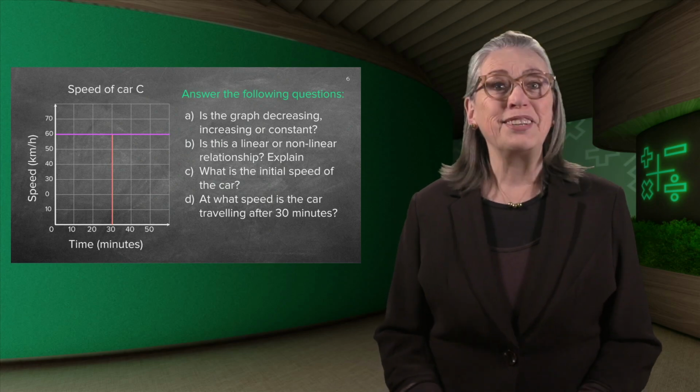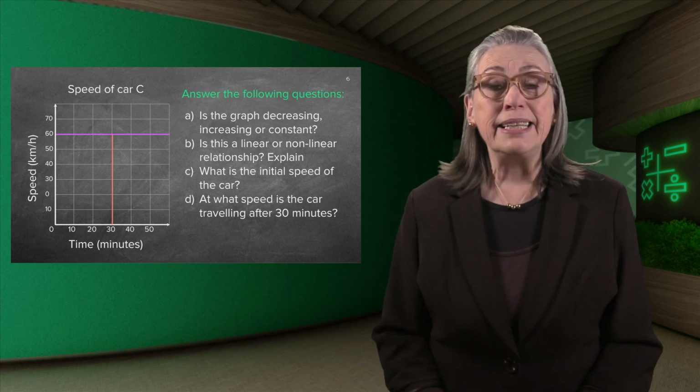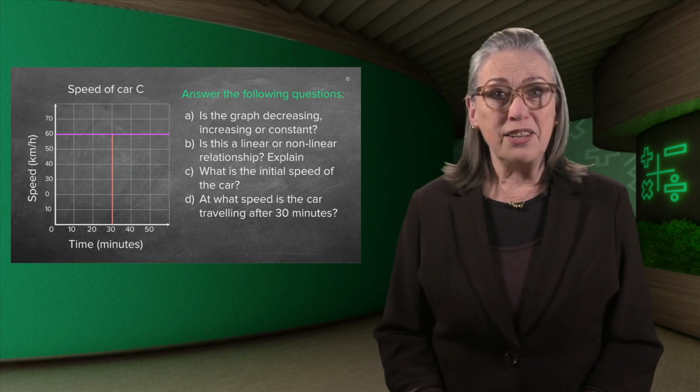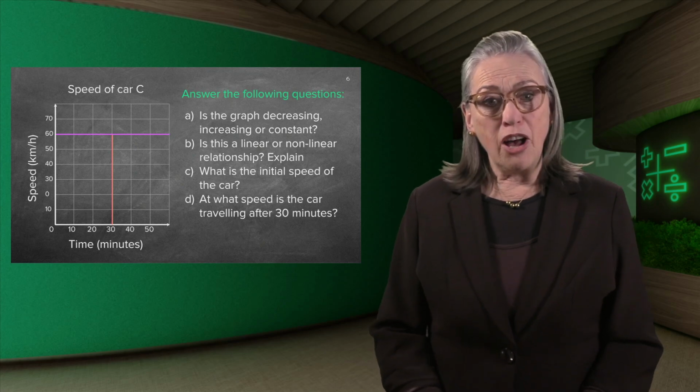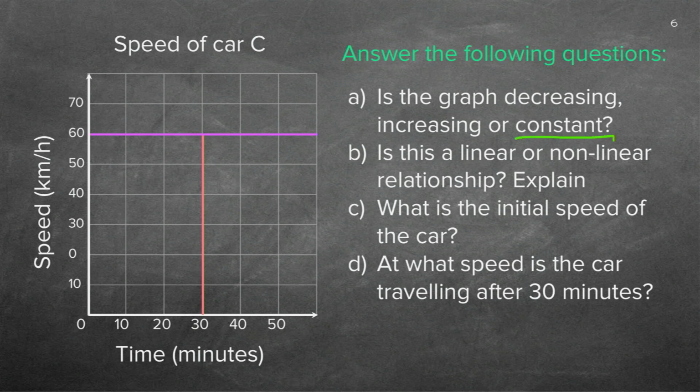The car is correct. The car is standing still. This car is going nowhere. So this is what type of graph? It is a constant graph. But is this a linear or a non-linear relationship? Yes, it's linear. It's a straight line. So it is standing still. It is a linear relationship, because the line is straight.